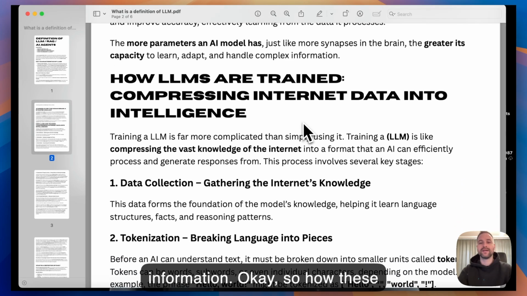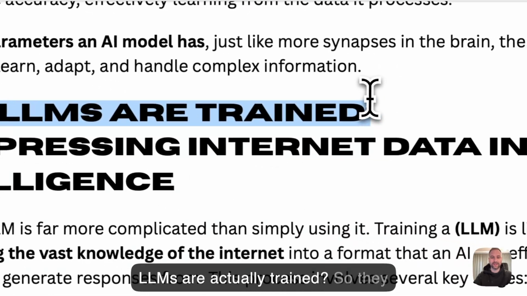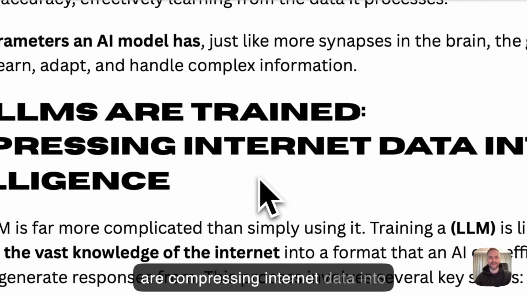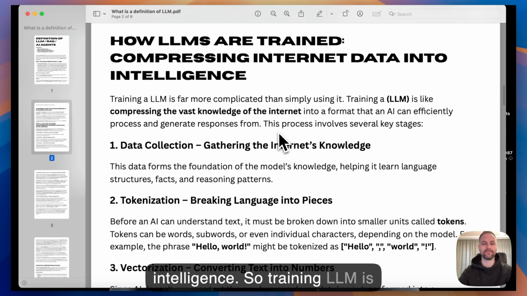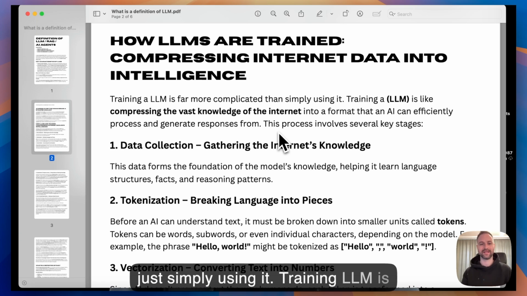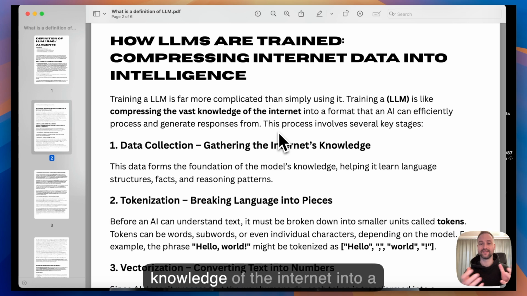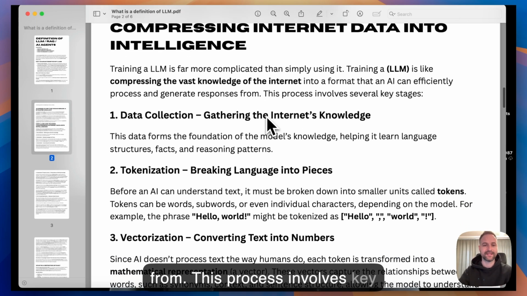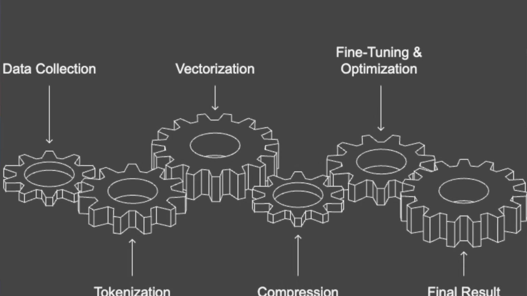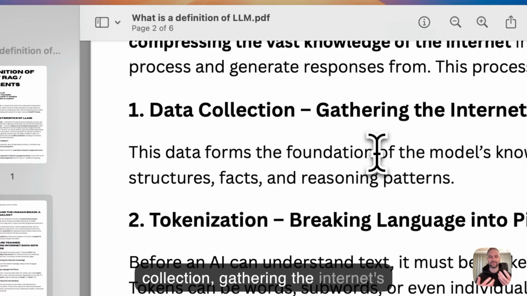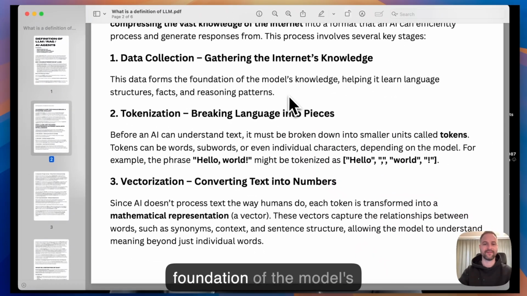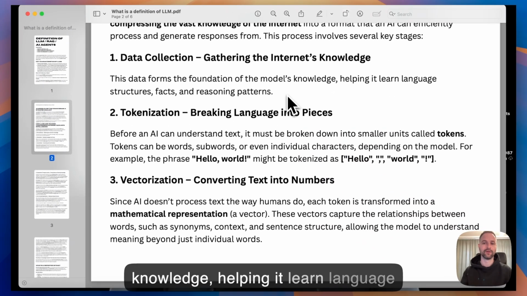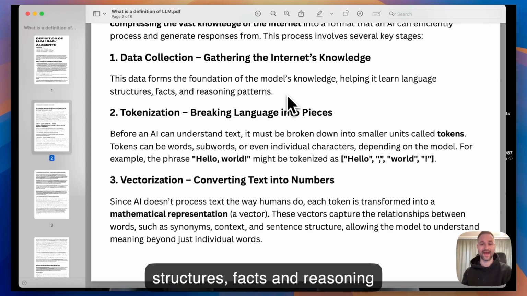Okay, so how are these LLMs actually trained? They are compressing internet data into intelligence. Training an LLM is actually far more complicated than simply using it. Training an LLM is like compressing all the vast knowledge of the internet into a format that an AI can effectively process and generate responses from. This process involves key stages like this. First, there is data collection, gathering the internet's knowledge. This data forms the foundation of the model's knowledge, helping it learn language structures, facts, and reasoning patterns.